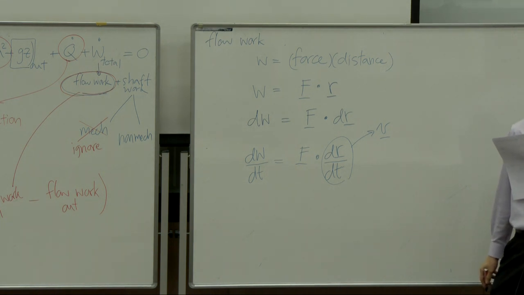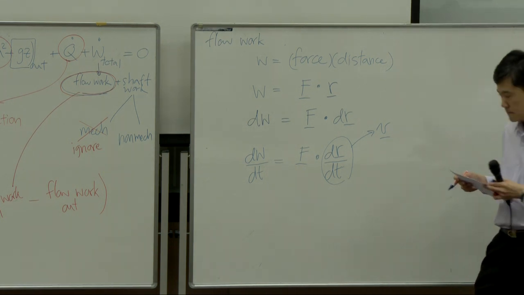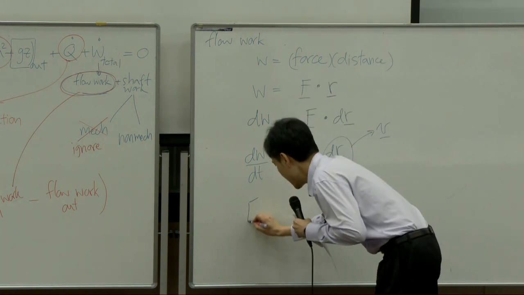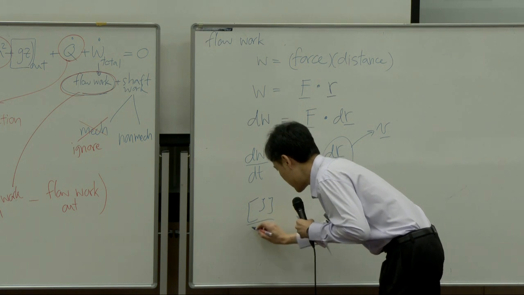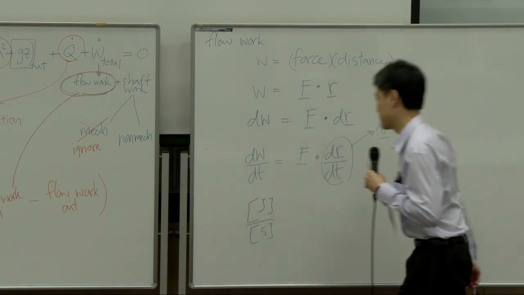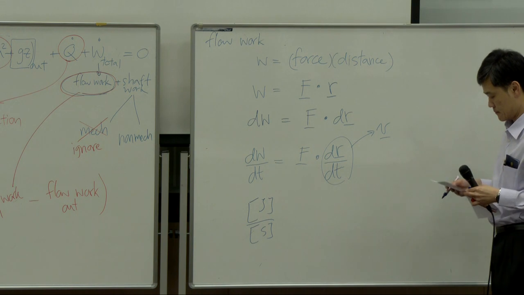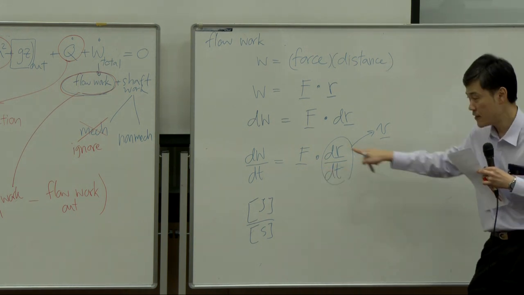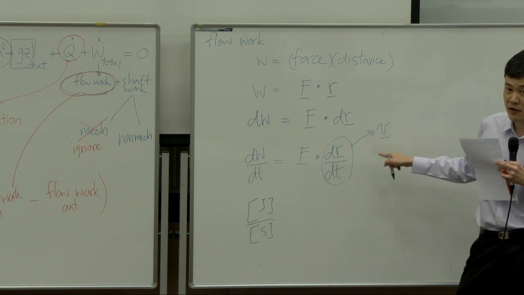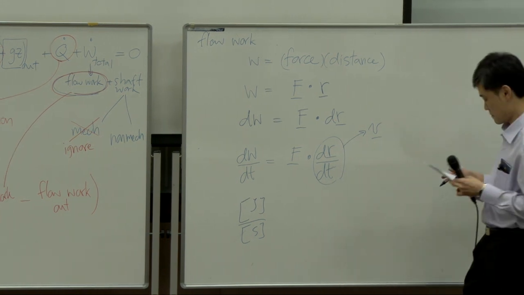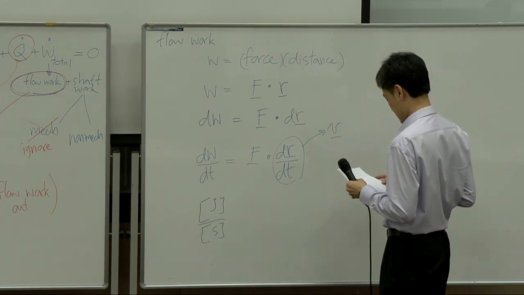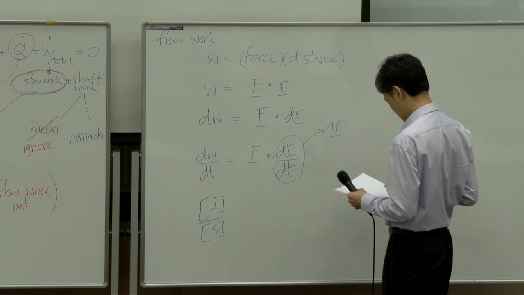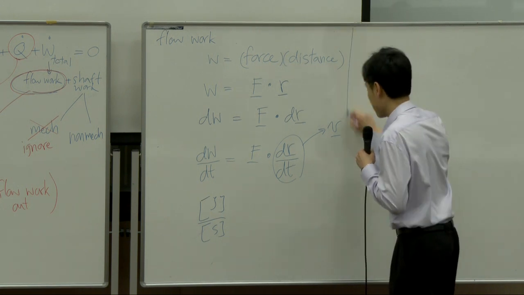Right? Look at the unit. Work per time is joule per second. This is Newton. This is meter per second. Newton meter is joule. Okay?